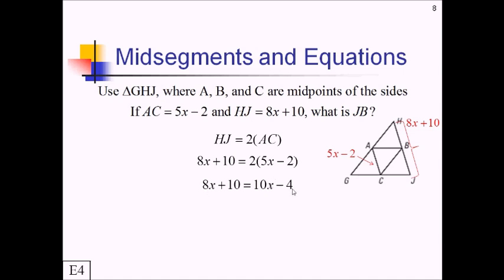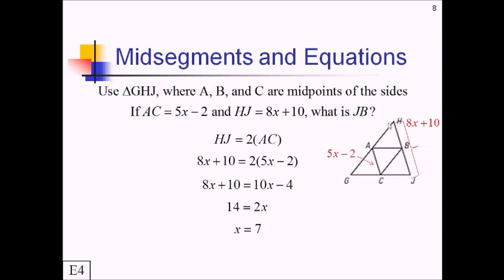Subtracting 10 over here, and then subtracting 10x over to the left side, we should have negative 2x equals negative 14. Or if we did it the other way, we'd have 2x equals positive 14, one way or another. So that's going to be 7 for x. And then what do we have to plug this into to find JB? Well, there's no direct expression for JB.